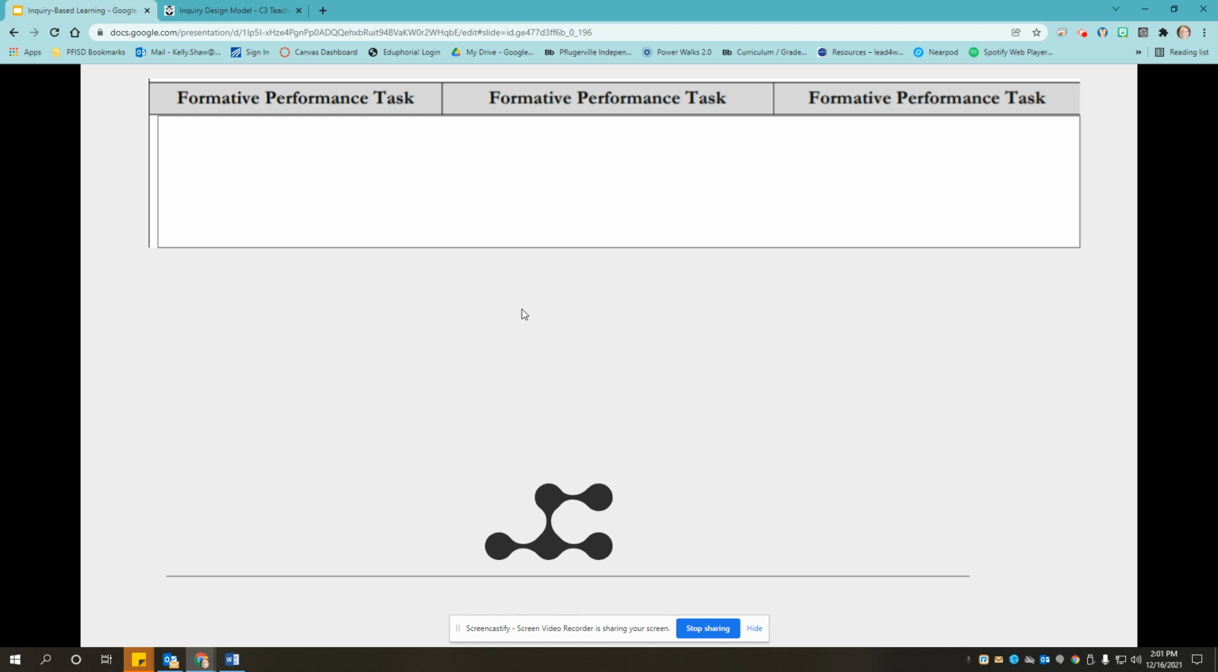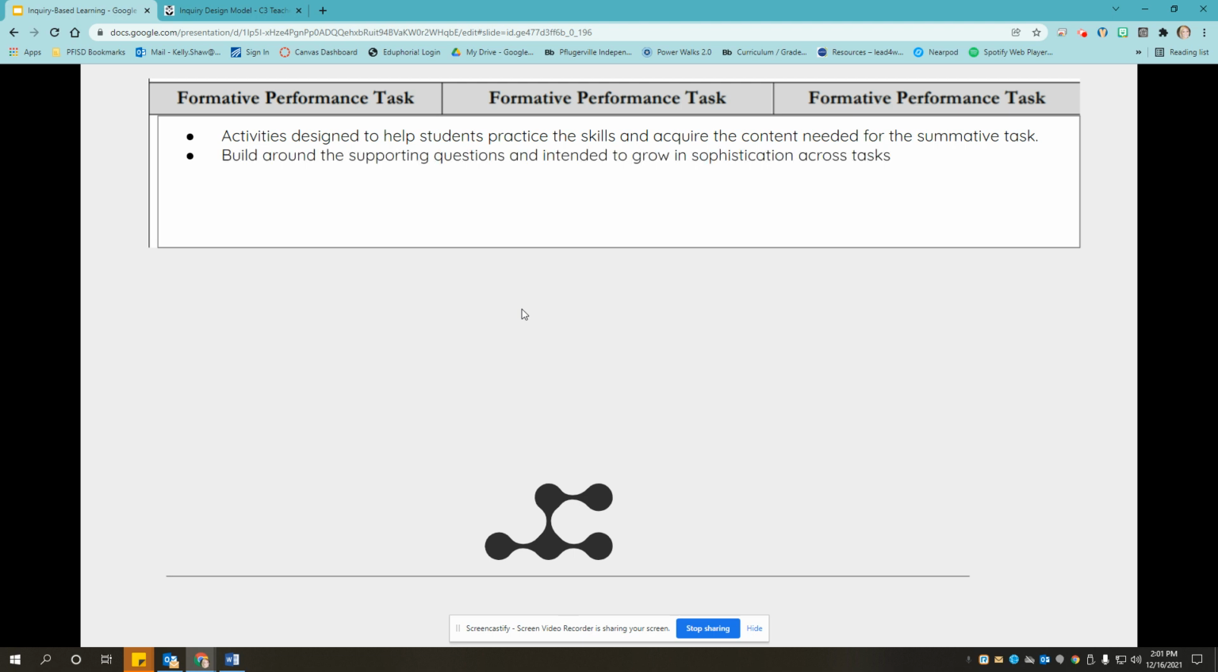Formative performance tasks. Again, there's usually about 3 or 4 of these, and these are activities designed to help students practice the skills and acquire the content needed for the summative end task. They are built around the supporting questions and are intended to grow in sophistication across each task. It also provides teachers with multiple opportunities to evaluate what students know, to keep them in a loop of data to inform their instructional decision making.